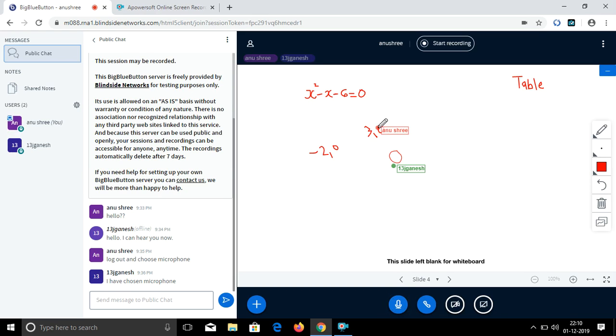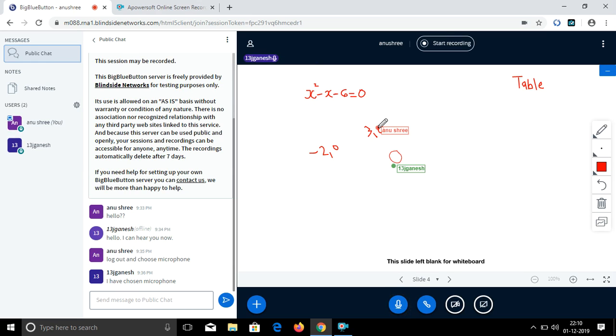Would it be like 0.5... Tell me the minimum point that you can see. The minimum point of this curve that you can see. What is that minimum point?